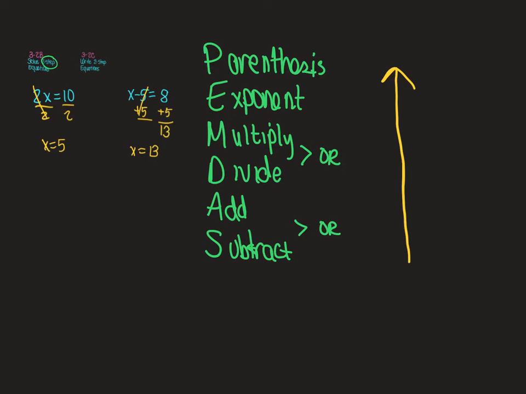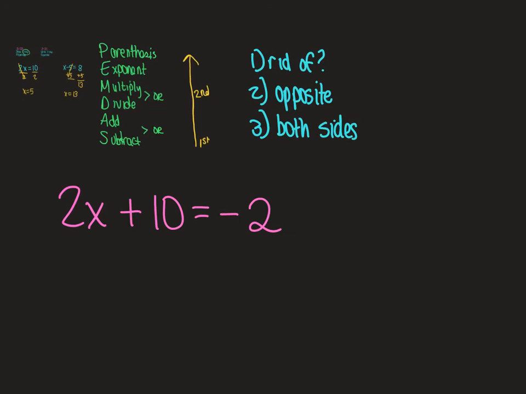But solving equations, we're going backwards. We're undoing PEMDAS. We're undoing order of operations. So we start down here and add or subtract first, multiply or divide second, so on and so forth. And we can't forget our 3 steps for solving equations. We have to ask ourselves, what do I want to get rid of? What's the opposite? And make sure I do it to both sides.